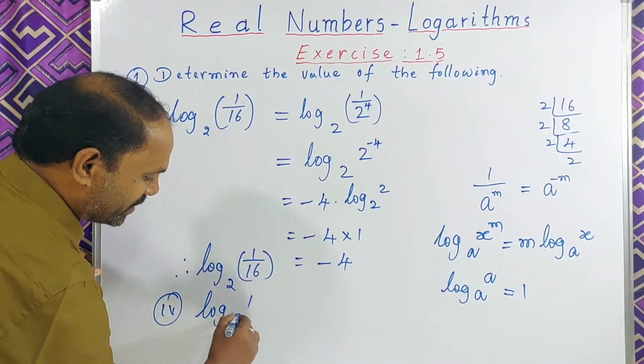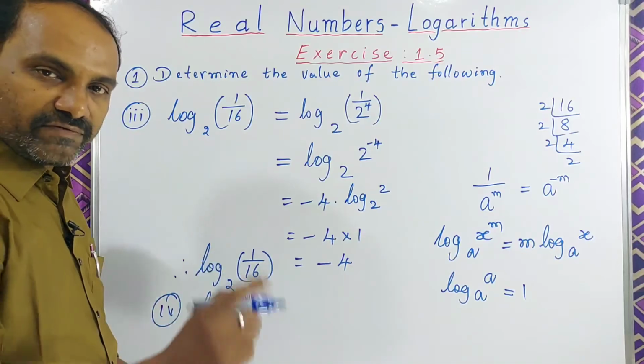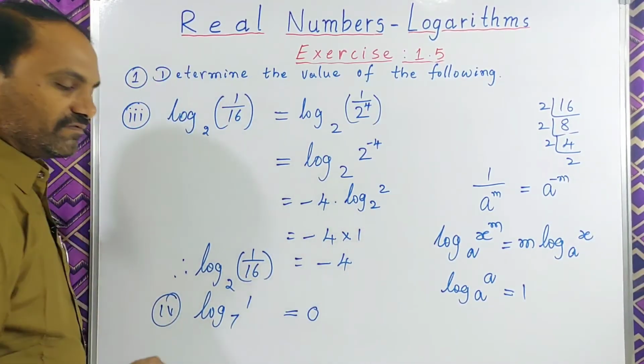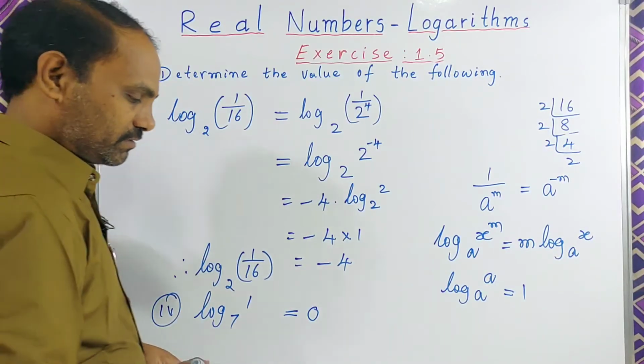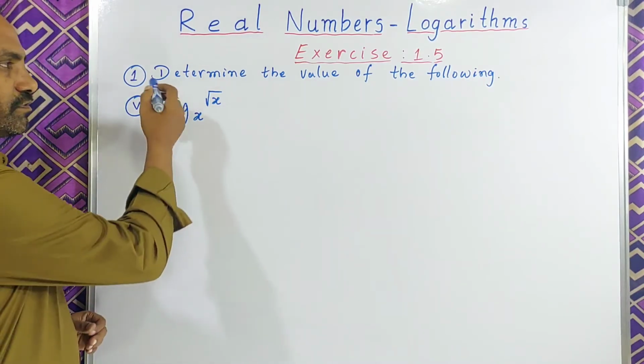Log 1 to the base 7. Already we discussed that log 1 value is always 0. Always 0. Remember that. Okay, let us check the next question, the fifth question in the first Roman.